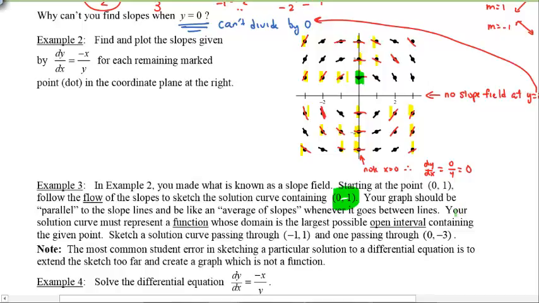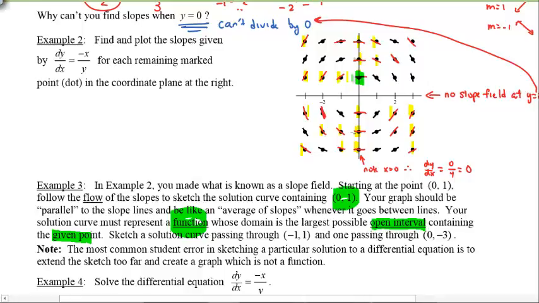It says your solution curve must represent a function whose domain is the largest possible open interval. So remember, the idea of a function is that for each x value, there's only one y value. But of course, it must contain the given point. So sketch the solution curve also passing through these other two points, (-1, 1) and (0, -3). Okay? So as I do the first one in green, watch.